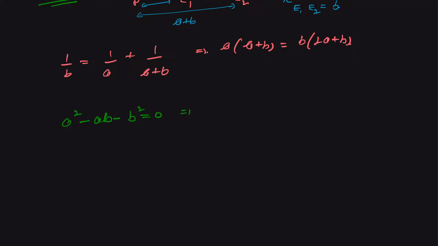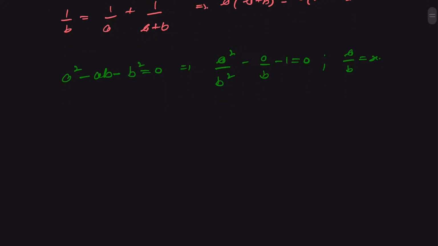And let us divide this equation throughout by B square. So we get this as A square upon B square minus A upon B minus 1 is equal to 0. And let us assume that A upon B is equal to x. Therefore, we get x square minus x minus 1 is equal to 0. So this is a quadratic equation, and the solution of this will be 1 plus square root of 5 upon 2.